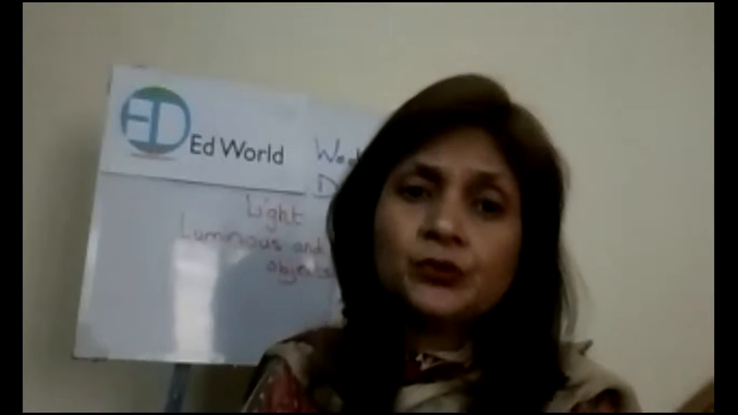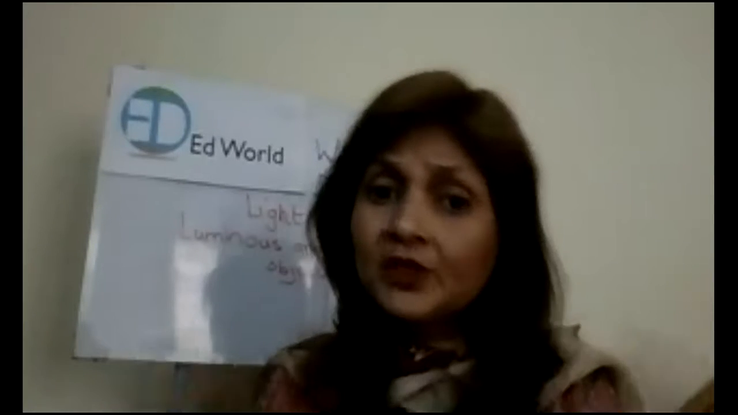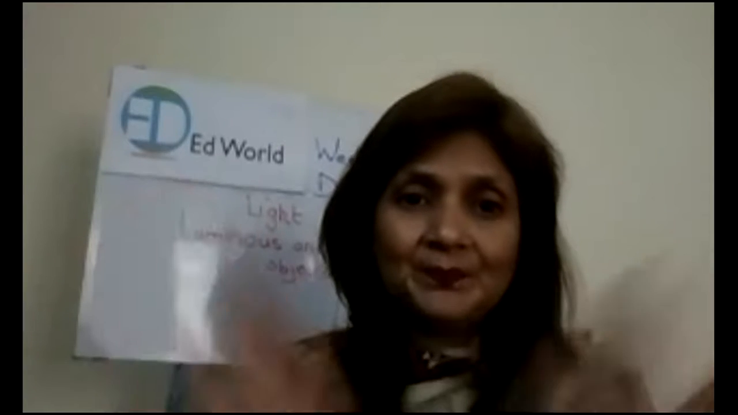So now what you are going to do is write down names of luminous objects and non-luminous objects in your notebook and draw some pictures also. Since it is writing and drawing, I am going to give you 12 minutes for this task, and your time starts now. Okay, time is up. Show me your pictures.